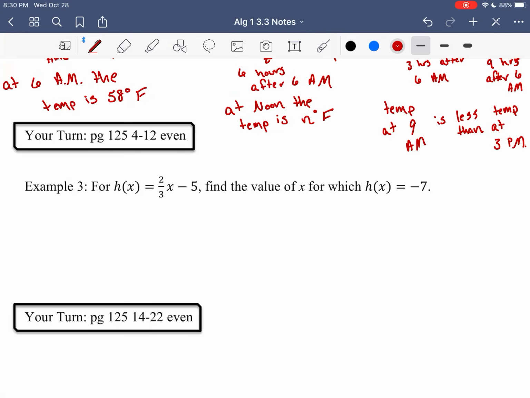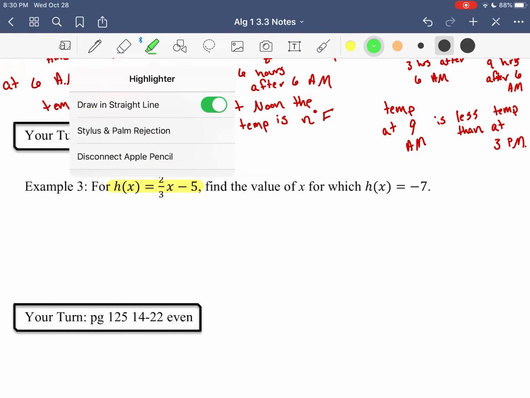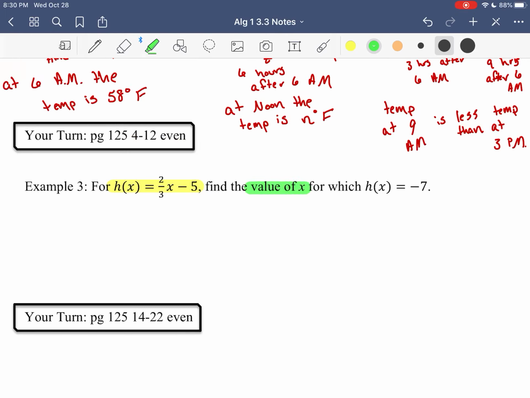All right, so now example 3. Okay, so here it says 4, so here's my function: h of x equals 2/3 x minus 5. We want to find the value of x. So this tells me that our final answer is going to be x equals something, for which h of x equals negative 7.